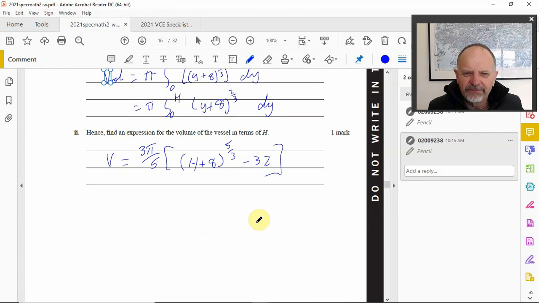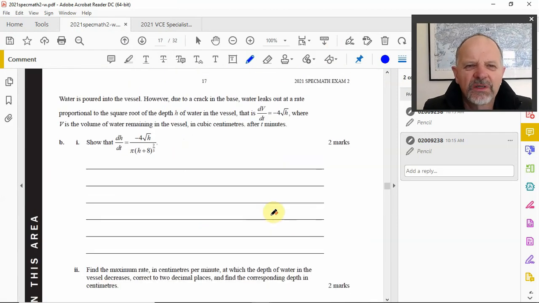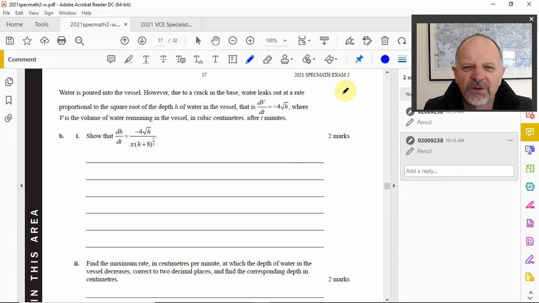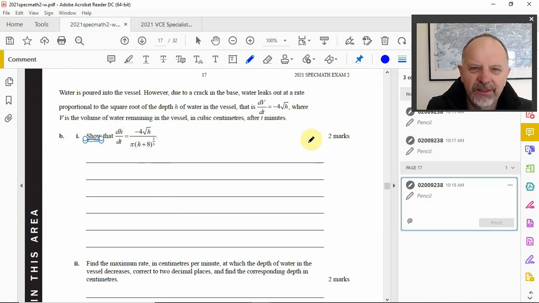All right, next part of this question says, water is poured into the vessel, however, due to a crack in the base, it leaks out at a rate proportional to the depth of the water, and here it is, minus 4 root h, where volume is the water in the remaining vessel after t minutes. So show that dh dt. Now, show questions require working out, so you need to show working out. We've got dv dt there.